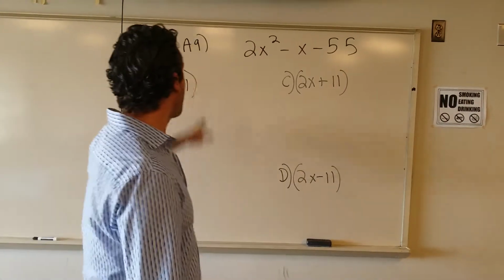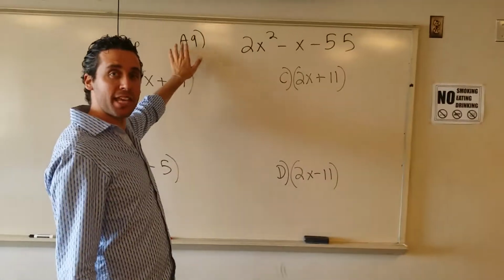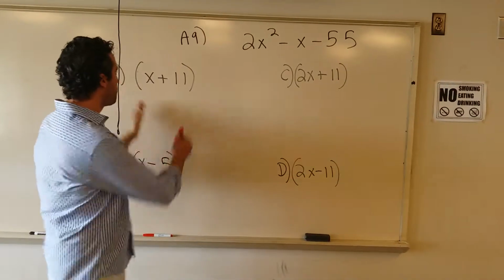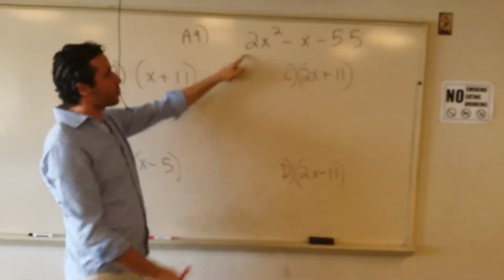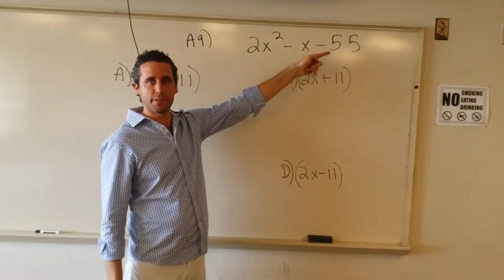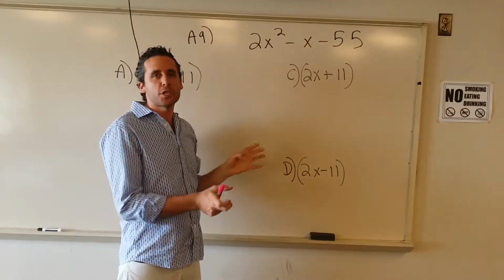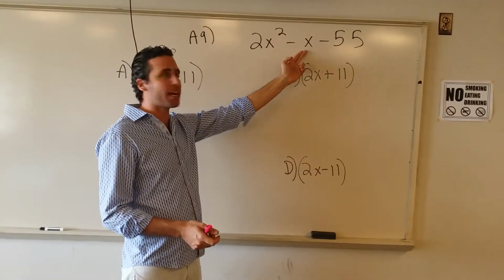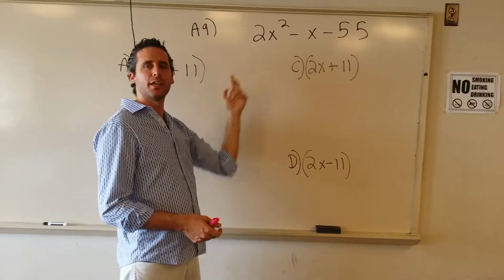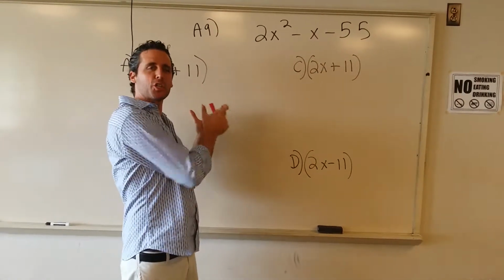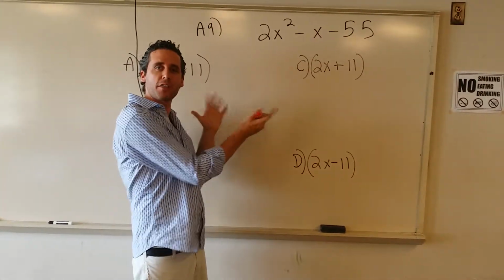Okay, now we're going to do problem A9 from the Ceafe exam, sample A, number 9. Basically what we're going to do is go through the choices. So the problem was 2x squared minus x minus 55. One way to solve this is factor by grouping, so we'll have to split this negative x into two additional terms. The easier way maybe would be to just look at the choices and try and come up with what the other factor would be.